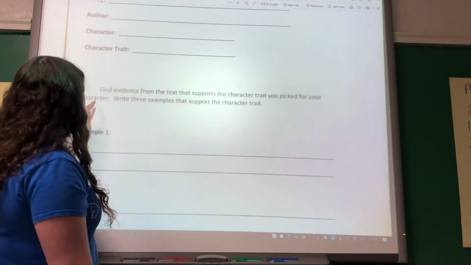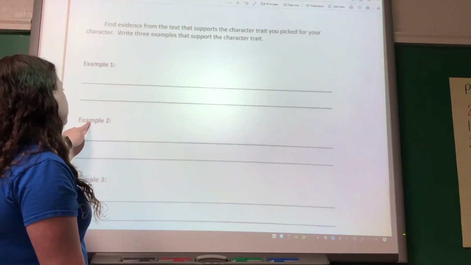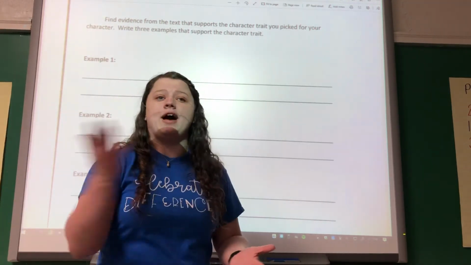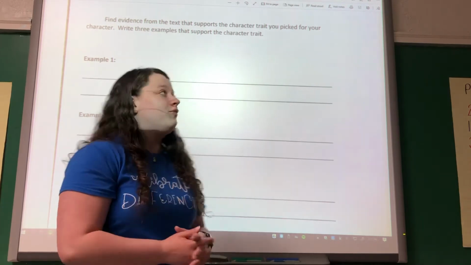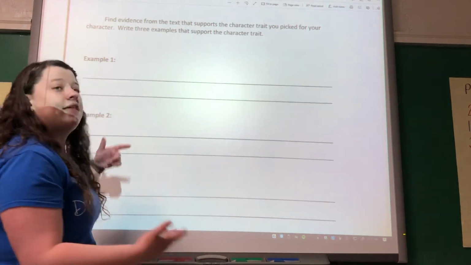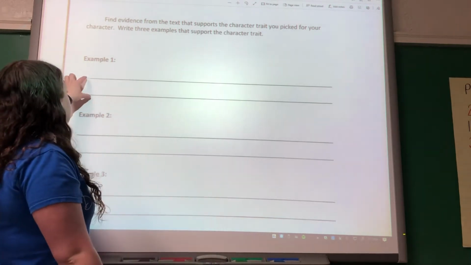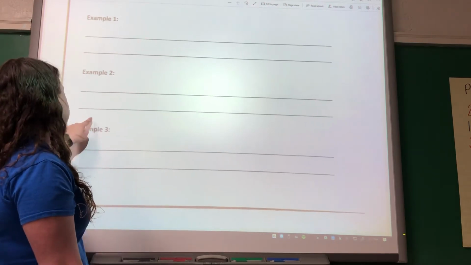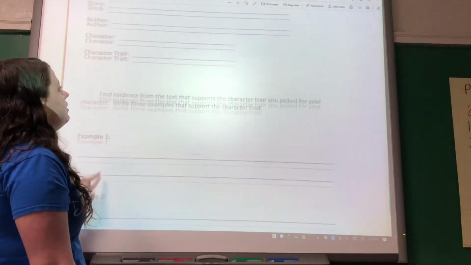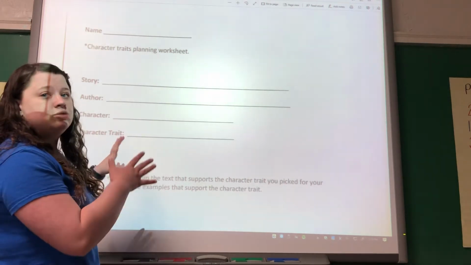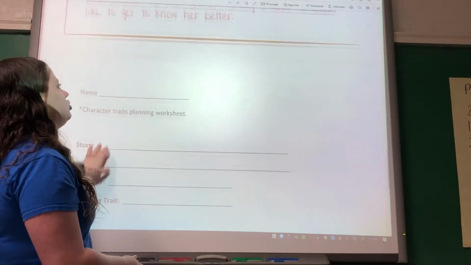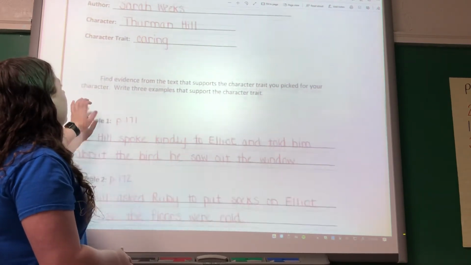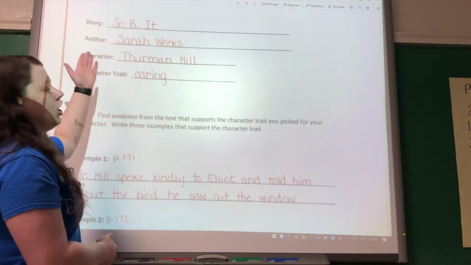Then what you're going to do is have examples from the text. So you would go back through your story. So on Google Classroom, go back through the PDF files of the chapters of the book and find examples of where that character has had that trait. So you would put your first example on your first line for your planning page, your second example on the second line, and your third example on the third line. So this is what your planning page is going to look like. It'll just be all filled out. The next planning page I'm going to show you is an example that you can use to create your planning page. So like we have here, one second, our story is So Be It.